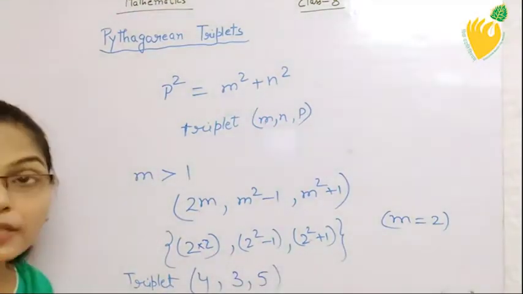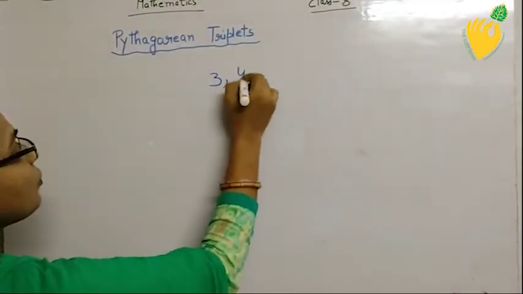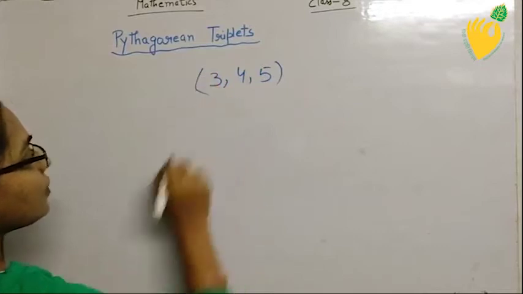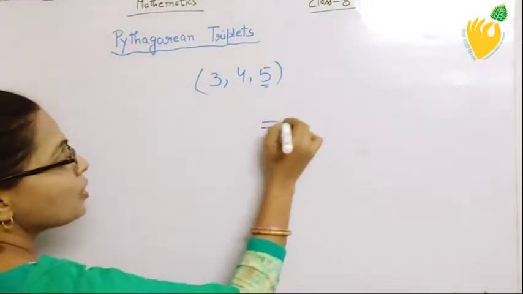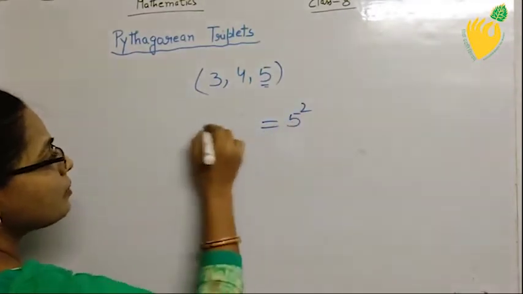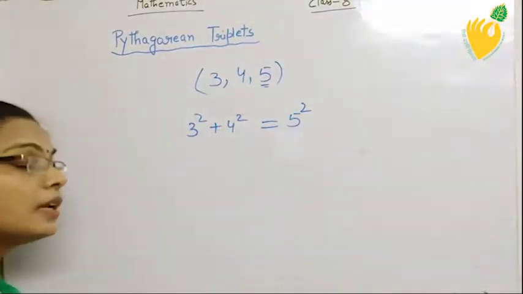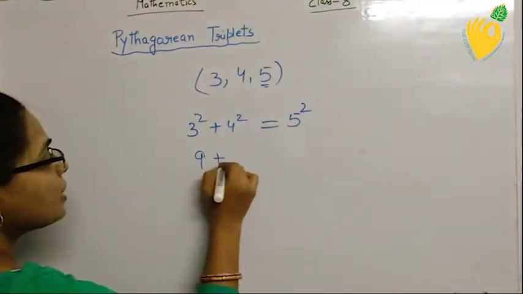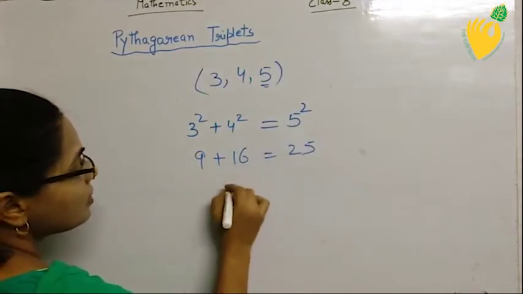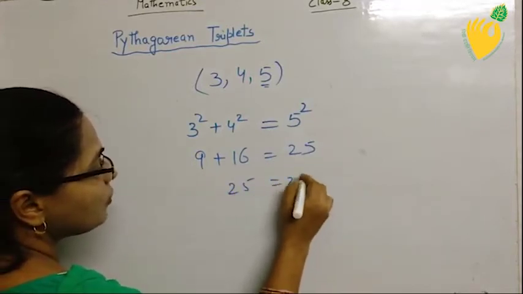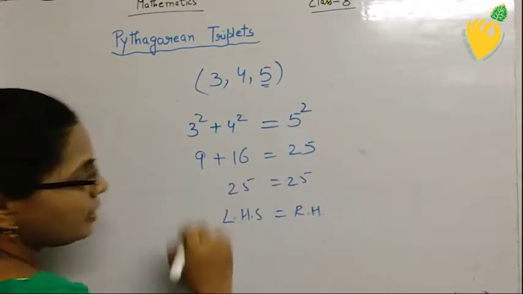If you want to check your answer, then you can check it also. 3, 4, 5. This was the triplet, students. The biggest one is 5. So the square of the biggest number must be equal to the sum of the squares of the other two smaller numbers. That is 9 plus 16 is equal to 25. So 25 is equal to 25. That is, left hand side equals right hand side.